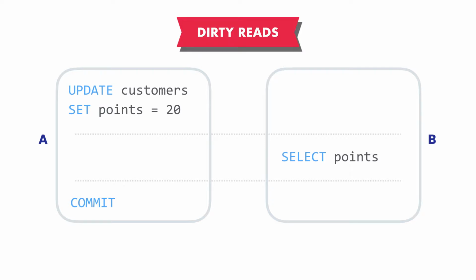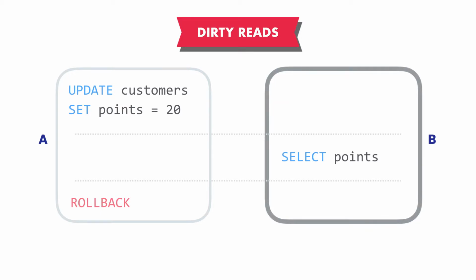Now, what if transaction A rolls back before transaction B completes? Transaction B would have data that had never existed. In other words, this customer never had 20 points, this was never committed to the database, and transaction B gave this customer a $20 discount. So in this scenario, we have read uncommitted data in transaction B. Our data was dirty.